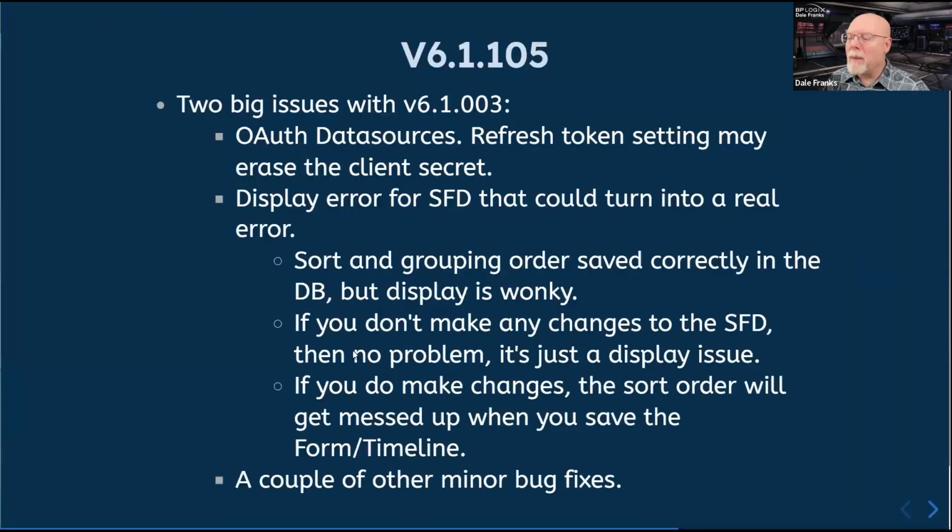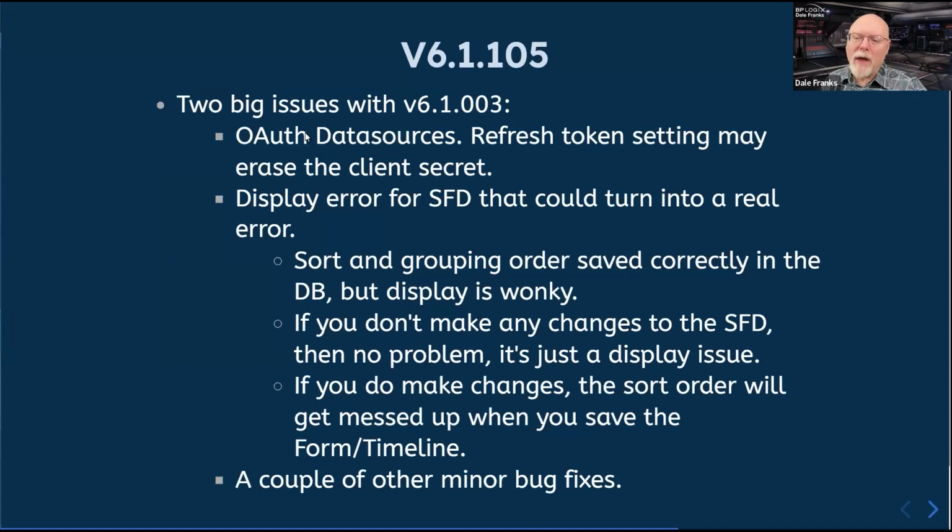Where the problem comes in is if you start making changes to the set form data. Because once you start making changes to the set form data, it will save whatever the new order is that shows up on the display of the form. So when it rebinds whatever's on the form currently back to the database, it's going to overwrite all of what was previously saved. So your correct grouping and sorting would go away. So as long as you didn't make any changes, it was just a display issue. Once you started making changes, then you had problems. So we had to fix that as well.